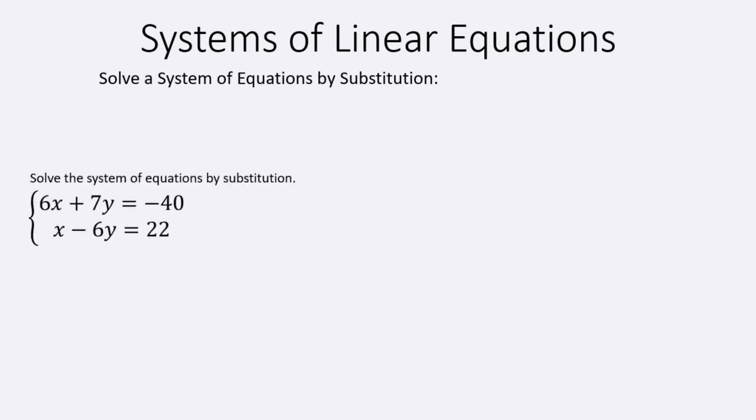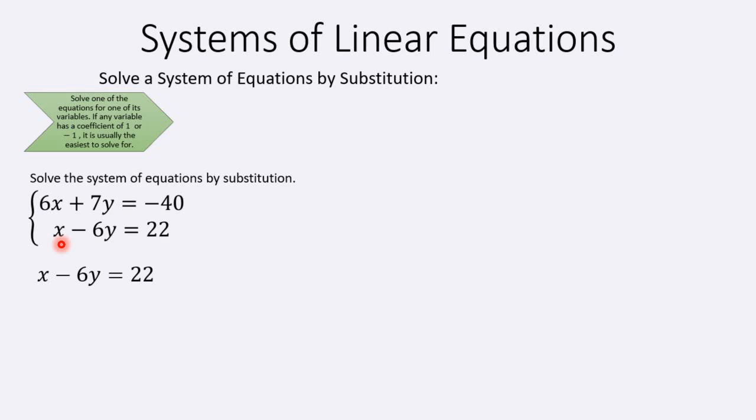Let's solve this system of equations following this procedure. First, we will solve one of the equations for one of its variables. If any variable has a coefficient of 1 or -1, it is usually the easiest to solve for. So in this case, I have coefficients of 6, 7, -6, and 1. This first direction says if there's a coefficient of 1, it's usually easier to solve for that variable. So I'm going to solve for this x right here because it has a coefficient of 1. -1 would be my second best choice. All right, so I'm going to solve this equation for x.